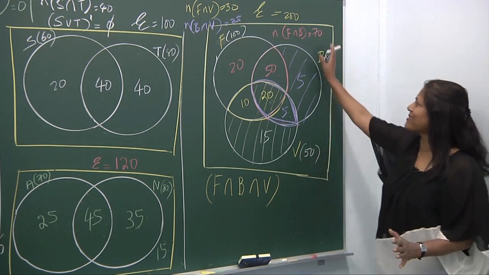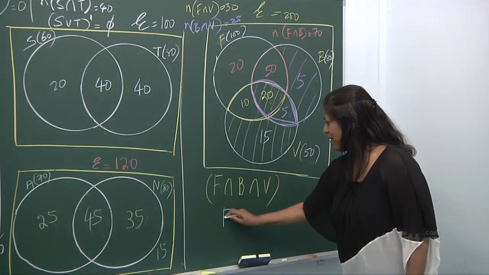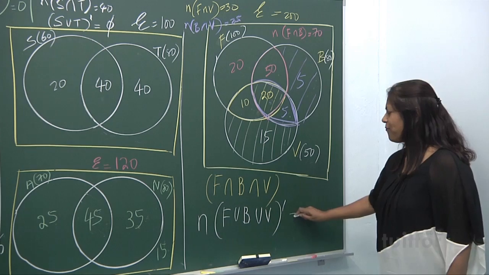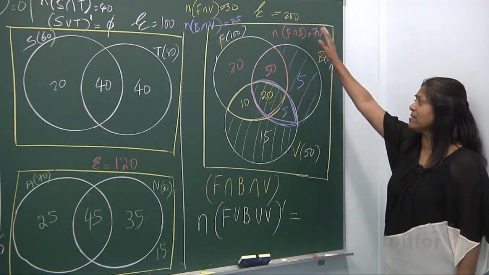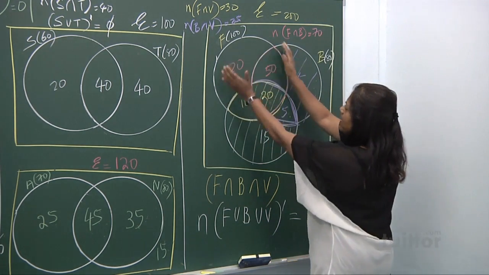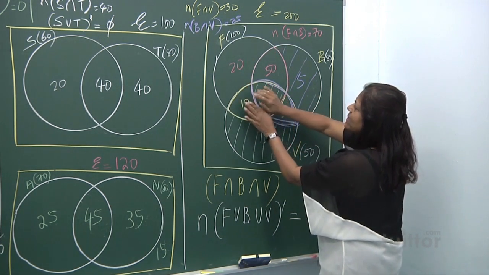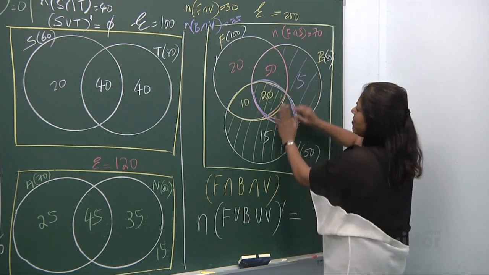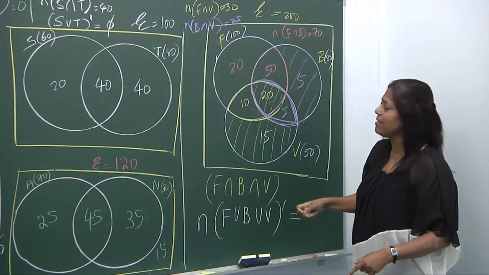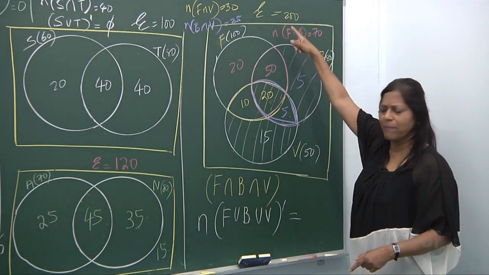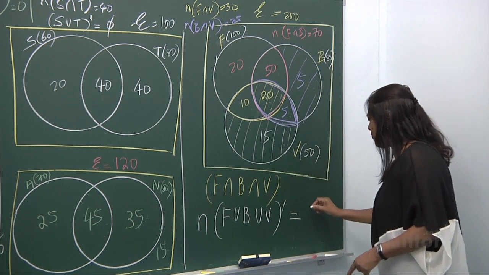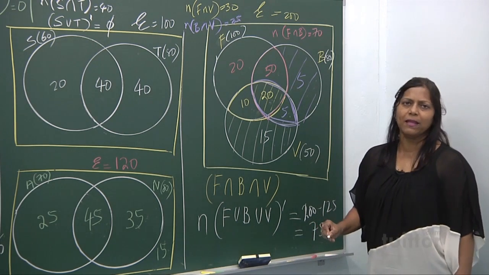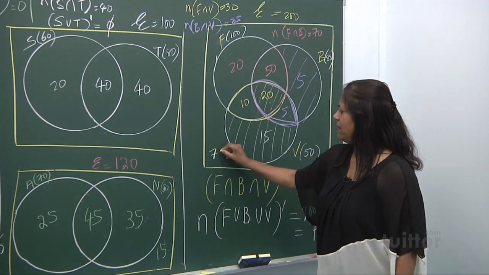Now, how about outside? Outside, we call that the complement of F union B union V. How many people are outside? We want to find out. The universal set is 200 people. Looking at this whole picture, 20, 50, 70, plus 30, that's 100 people here. 5 plus 5, 10, so 110 included. 110 plus 15, 125. There are 200 people, so 200 minus 125. There are 75 people who don't play any games.